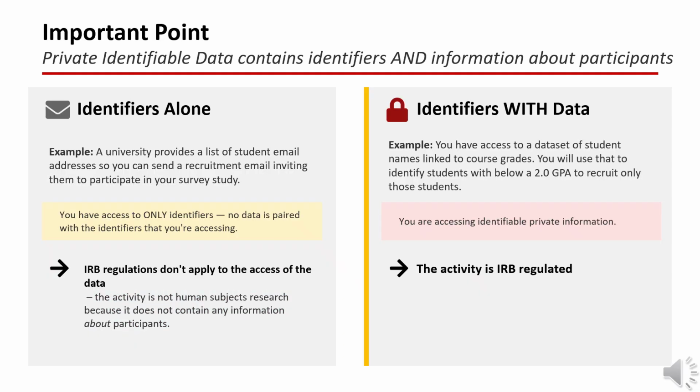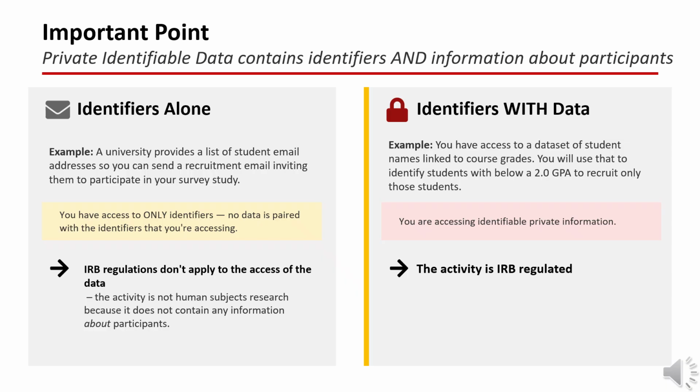Let's look at two common scenarios in social behavioral research. Scenario A, you have access to identifiers alone. For example, somebody provides you with a list of student emails, so you can send a recruitment email inviting them to participate in your survey. Since you have access to only identifiers and there's no data about the individuals, the IRB regulations regarding secondary data don't apply to the access of this because the activity doesn't involve any human subjects data.